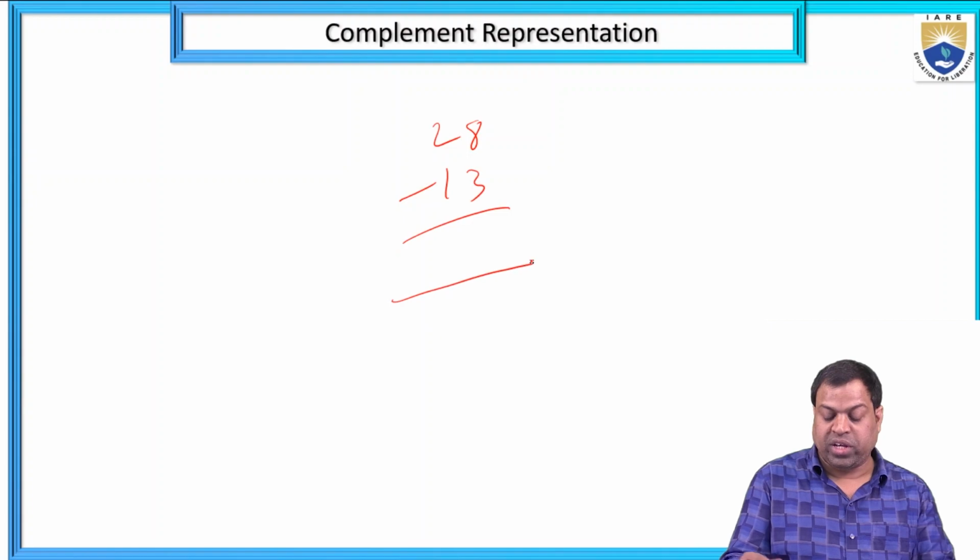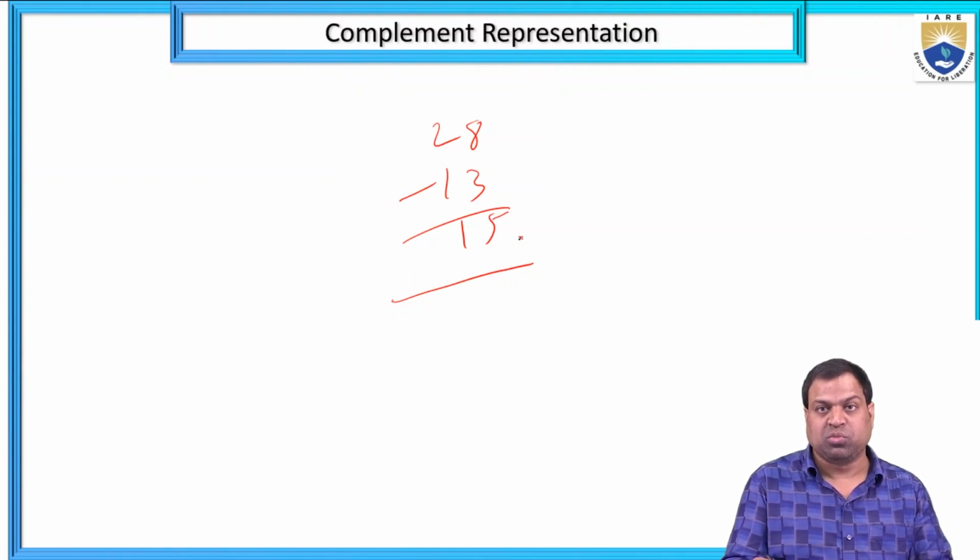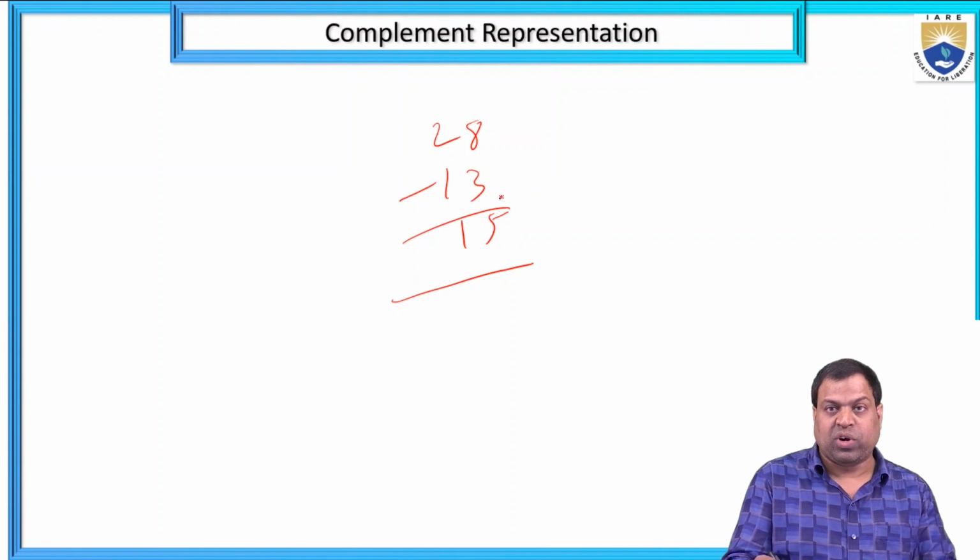13 from 28. 8 minus 3, 5. 2 minus 1, 1. So I want to get 15. So how is it possible? 28 minus 13. So what is the smaller value here? It is the smaller value.